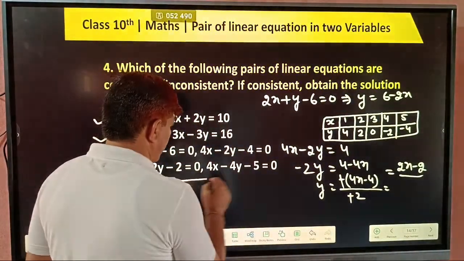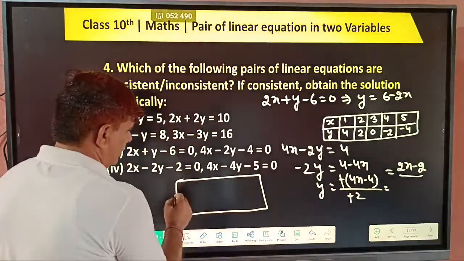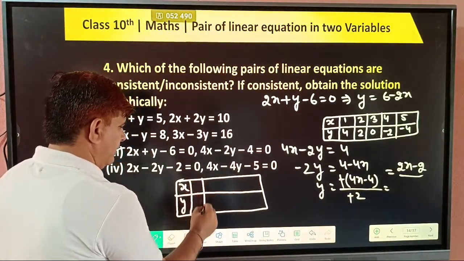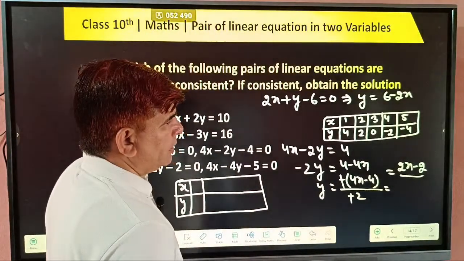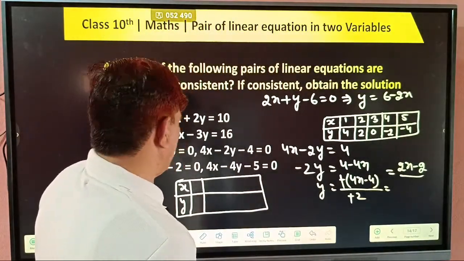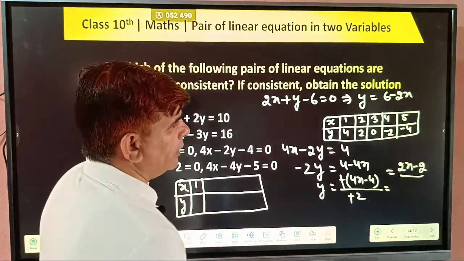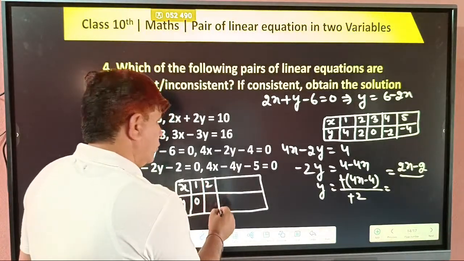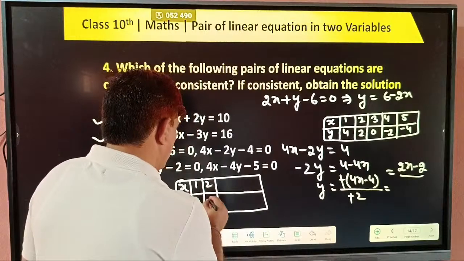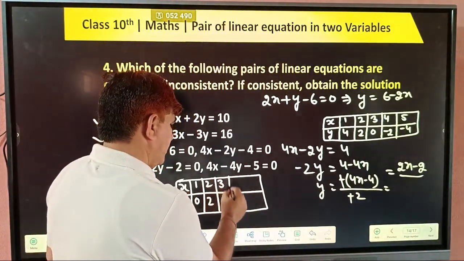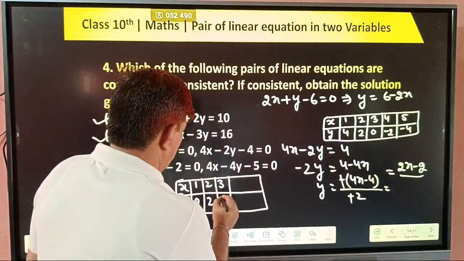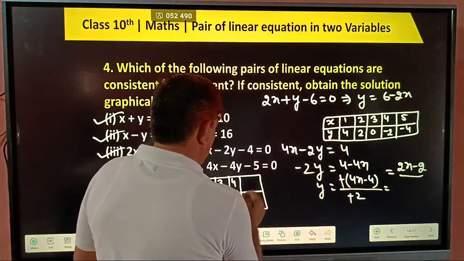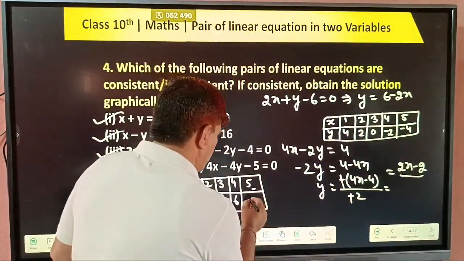So it also needs one table. Independent variable x, dependent variable y. If you are taking x equal to 1, so what's the value of y? 2 minus 2, 0. If taking 2, 2 2s are 4, 4 minus 2, 2. 3, 3 2s are 6, 4. 4, 4 2s are 8, minus 2, 6. 5, 2s are 10, minus 2, 8.